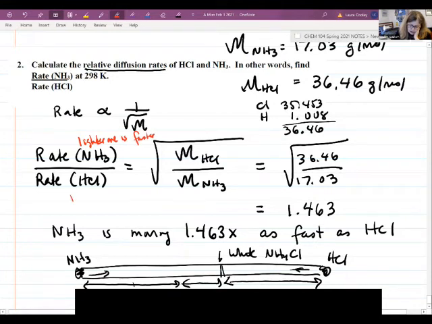And the heavier one is slower. So I know that the rate will come out greater than 1 if I put the heavier one on top. That's why I do that, and that's always the goal, right?